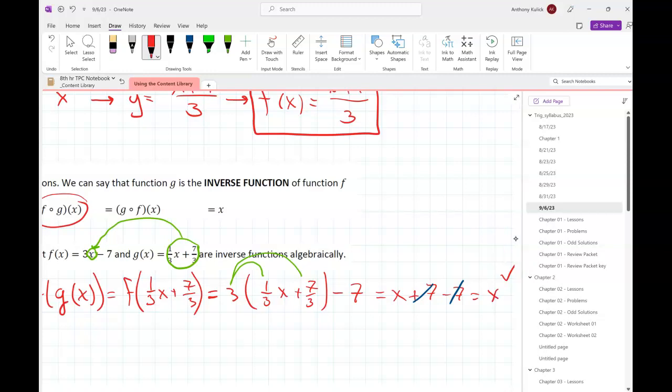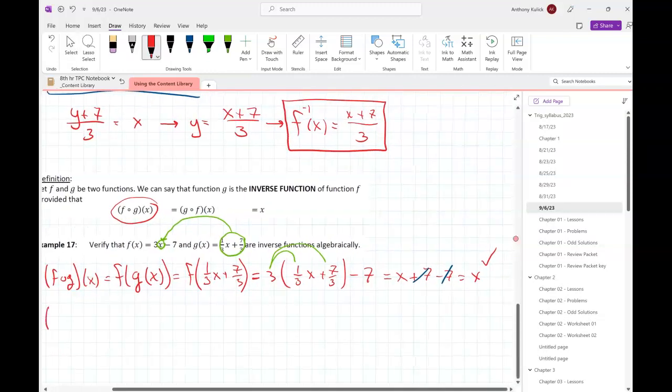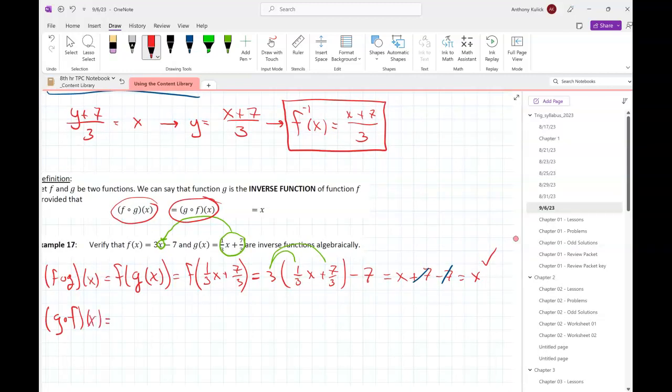Yes. Now we have to do the other direction though, right? So we also have to do that way. Okay. Well, it's going to feel quite similar.